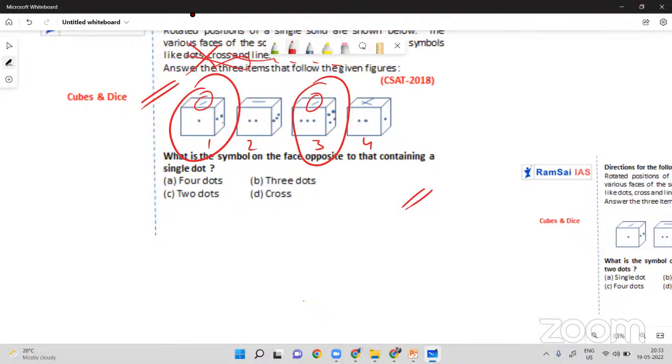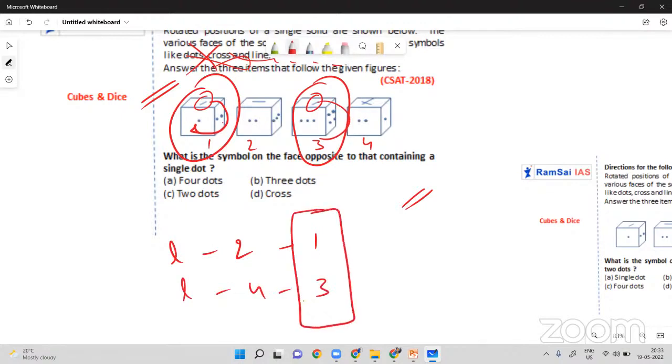So now we will go with 1 and 3. Line is in common, clockwise direction. Line, two dots, single dot, and line, four dots, three dots. So what is opposite of single dot? That is three dots. So three dots will be the answer. It's very simple. Hope you got it.